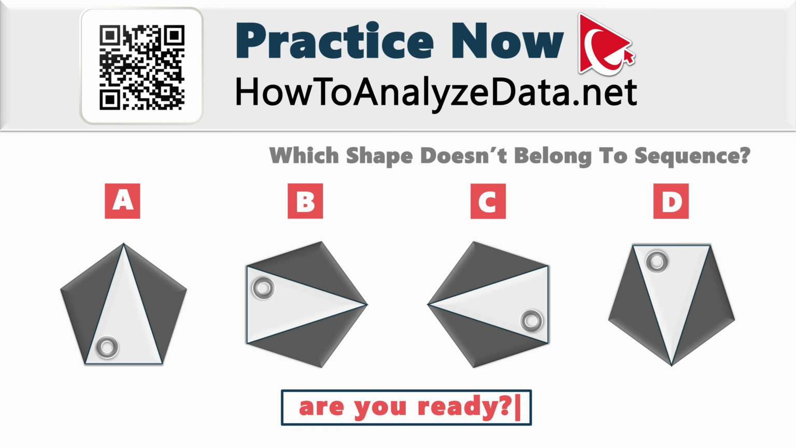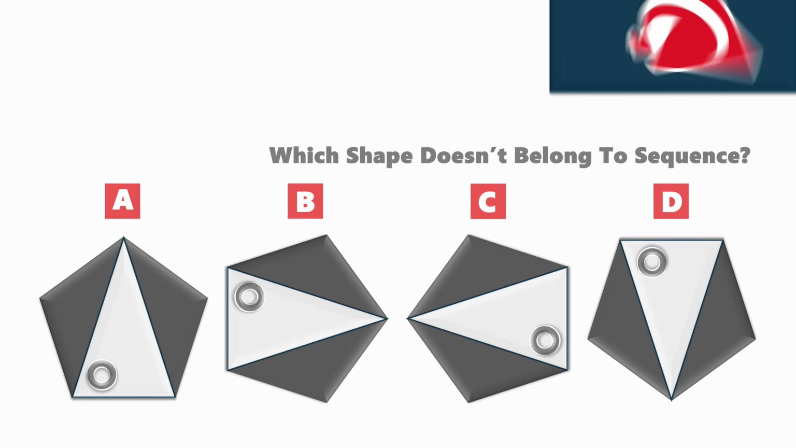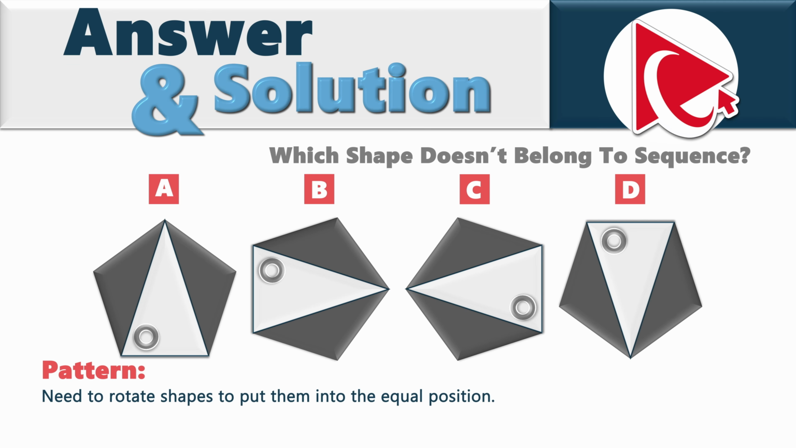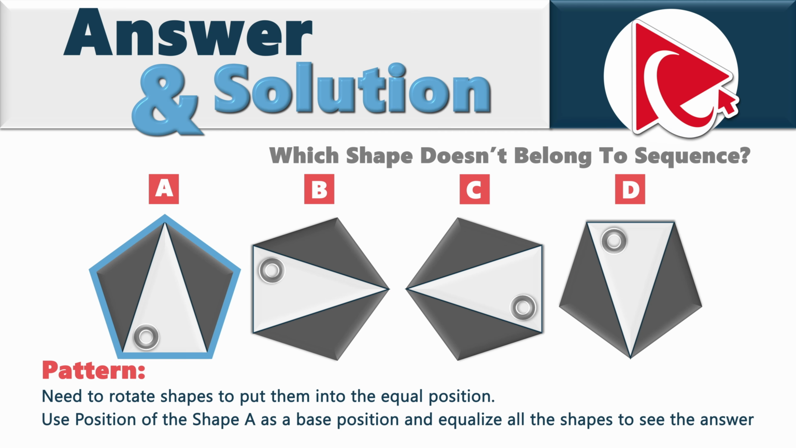Are you ready to show your answer? And the solution here might be easier than you think. To solve it, you need to rotate the shapes to put them into the equal position. For example, we can use position of the shape A as a base position, and this will help us equalize all the shapes to see the difference and find the answer.